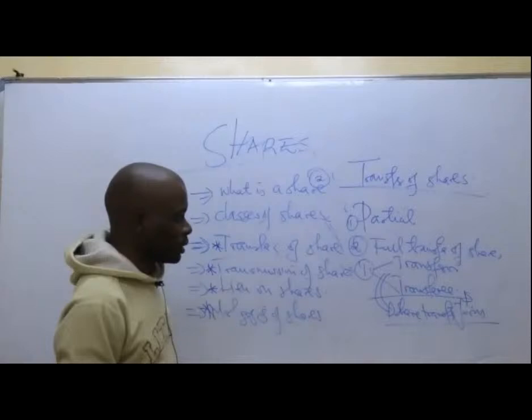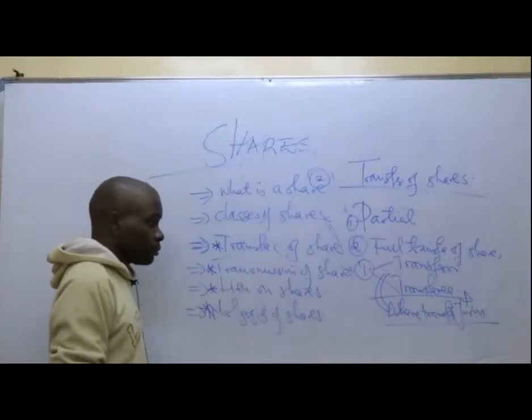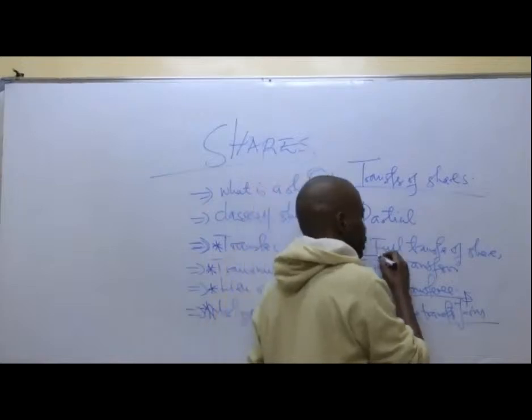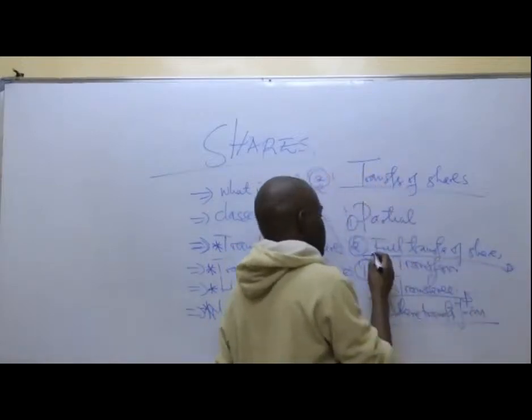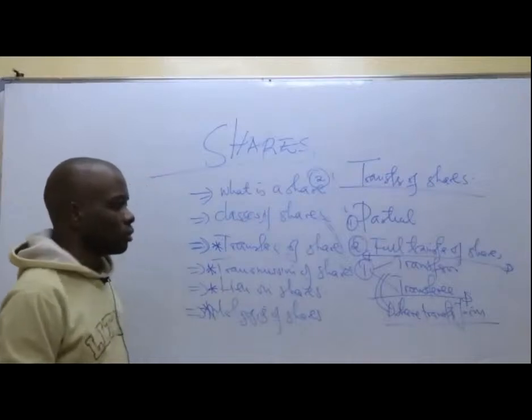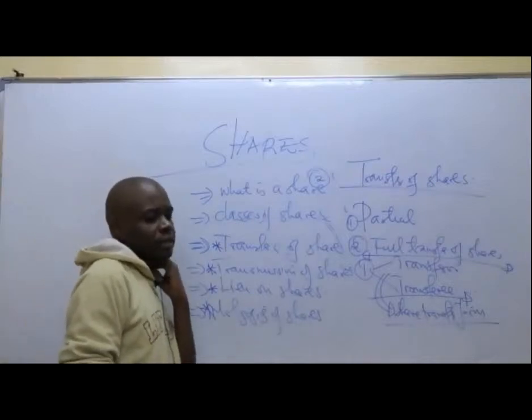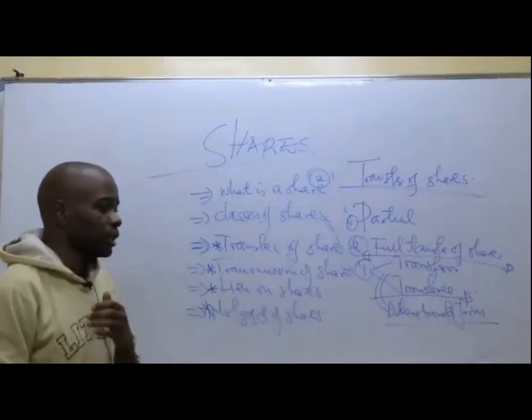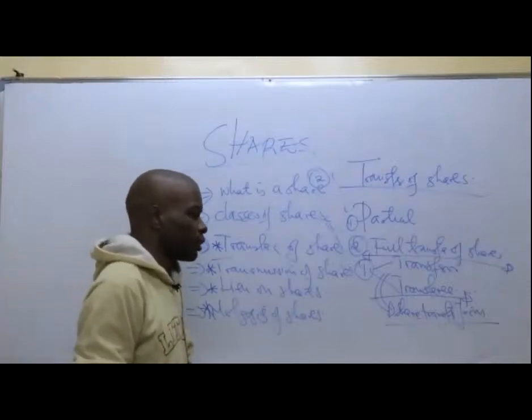So what normally happens is, for example, if it is a full transfer, you can start with full transfer of shares. If it is a full transfer of shares, the share transfer form will be filled out by the two parties, of course, by indicating their names and addresses, the number of shares being transferred, and the consideration being paid, or the amount of money being paid for the shares.